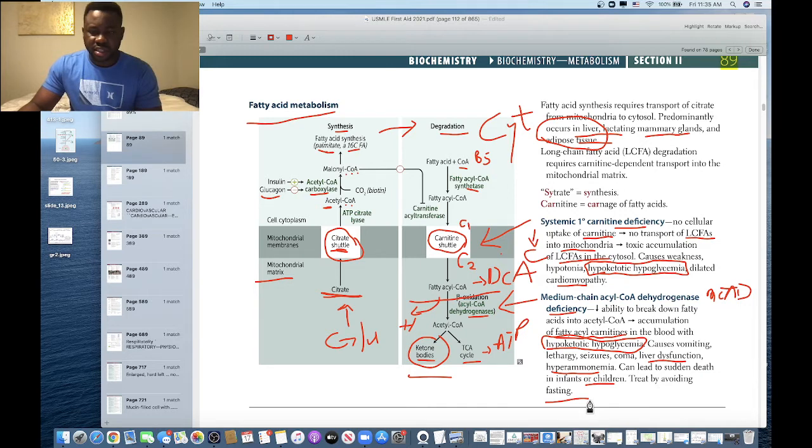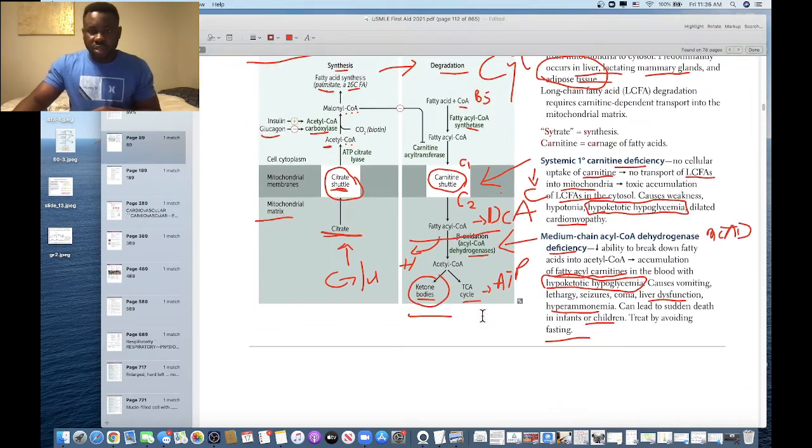Treat by avoiding fasting. They should never fast, because anytime they are fasting, they will need this pathway to survive. So they shouldn't fast, so that they can always depend on glucose. Always make sure there's a supply of glucose for them. This is all you need to know about this pathway. There's increased acyl carnitine, so just remember there's also accumulation of fatty acyl carnitine.